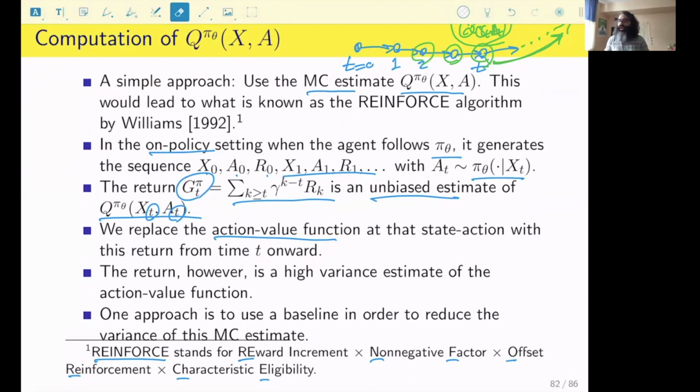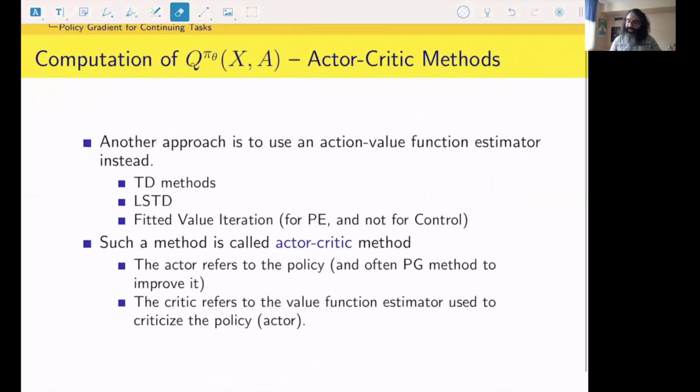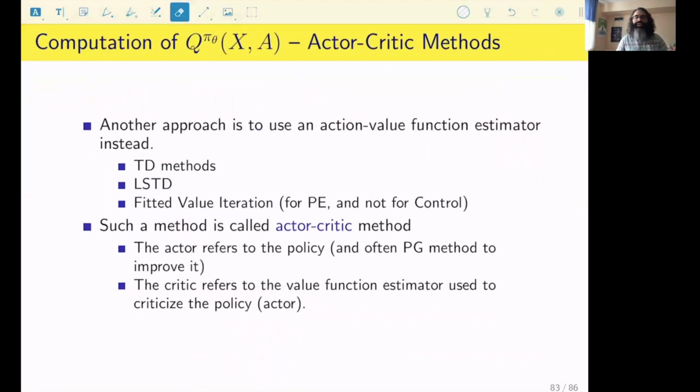The issue with this approach is that the REINFORCE return is a high variance estimate of the action value function. So what can we do about that? One thing we can do is use some kind of baseline in order to reduce the variance of a Monte Carlo estimate. That's one of the main reasons we use a baseline. Another approach is to use a more general action value function estimator that might have lower variance compared to a Monte Carlo estimate. The Monte Carlo estimate is great because it's simple, but it's not necessarily the most sample efficient way and doesn't have the smallest error.